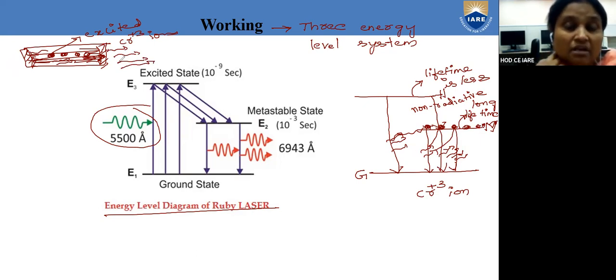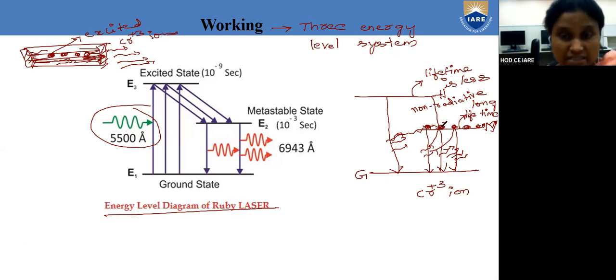So what is the working? First thing you have to keep in mind is, what is the active material? Active material is chromium ion, and this chromium ion consists of 3 energy states. One is the ground state, then the metastable state, and another is the higher excited state. And the metastable state has a long lifetime. First, the chromium ions are present in the ground state. When the flash comes, all these chromium ions absorb energy and get excited to the metastable state as well as the higher state. But ions which have gone to the higher state very soon get de-excited to the ground state as well as the metastable state.